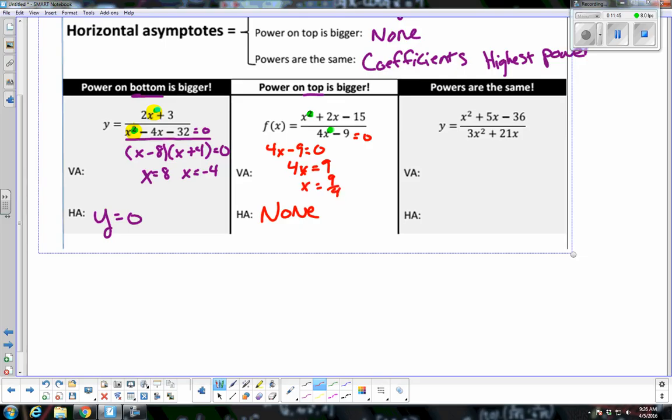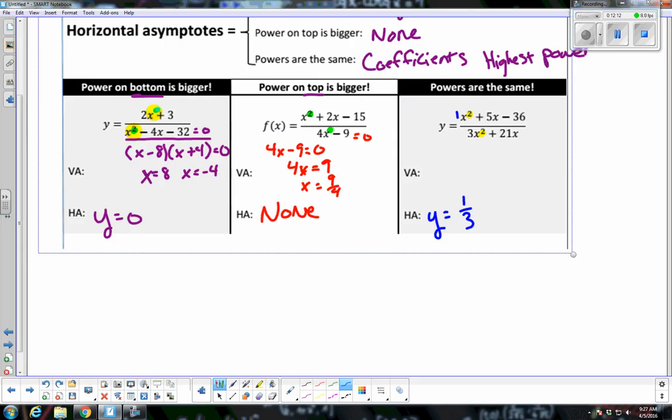Let's take a look at this last case. The last case would be the powers are the same. What do I mean by that? I mean that this 2 and this 2 are the two biggest exponents, so they're the same. In that case, we take the coefficients. The coefficient here is a 1, that is a 3. So it's going to be y equals 1/3. That would be your horizontal asymptote. Pretty easy to do.